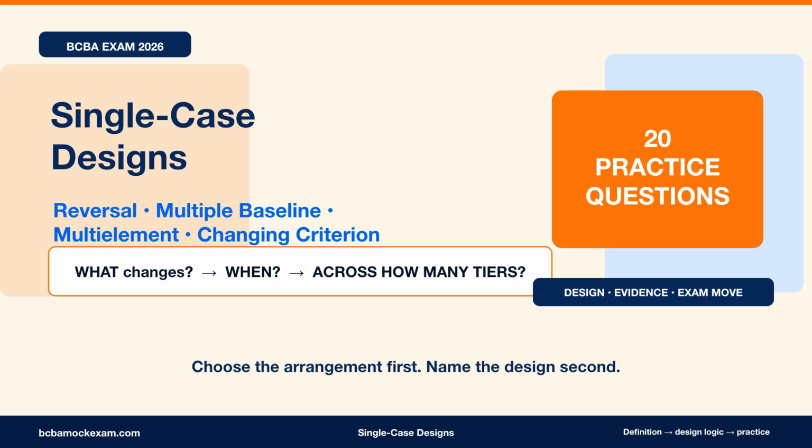Single-case design questions become difficult when we try to name a graph from its shape. Two graphs can both rise or fall while using completely different experimental arrangements. In this lesson, we will separate reversal, multiple baseline, multi-element, multiple probe, and changing criterion designs by asking how the independent variable is arranged and how control is replicated. We will build the concepts first and then work through 20 application questions.